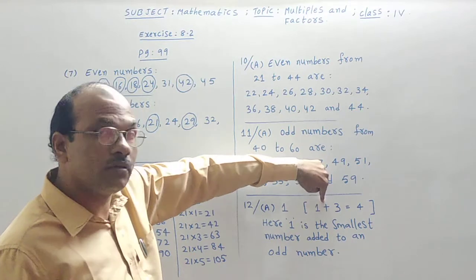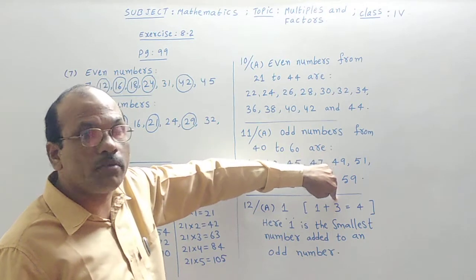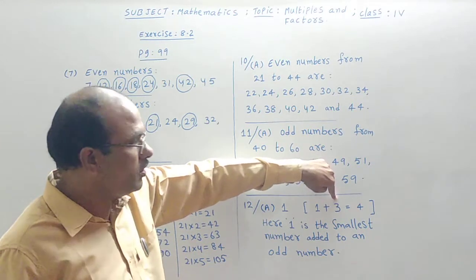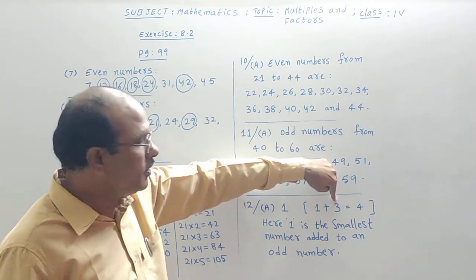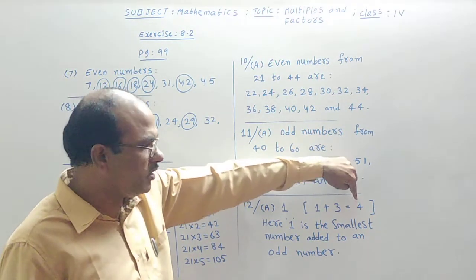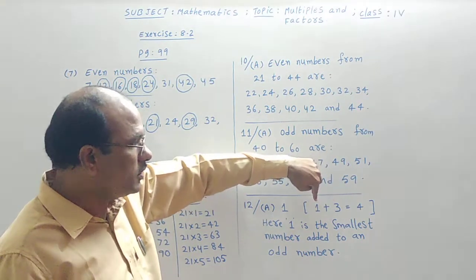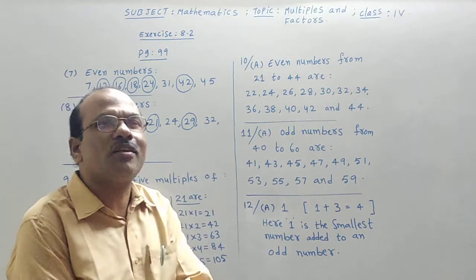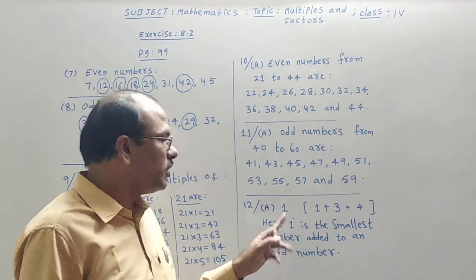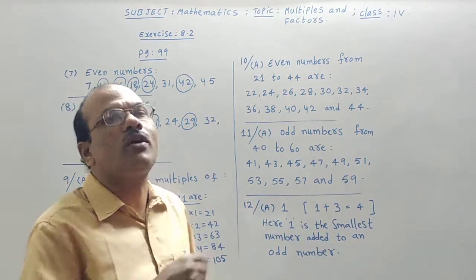I am adding that 1 to an odd number. I have selected the odd number 3. Why is 3 odd? Because 3 is not a multiple of 2. So it is an odd number. I have added 1 to the odd number, then I got an answer, and that answer is an even number. I got this even number by adding this odd number with the smallest number, which is 1. Because 1 is the smallest number that, added to an odd number, gives the even number they have asked for.